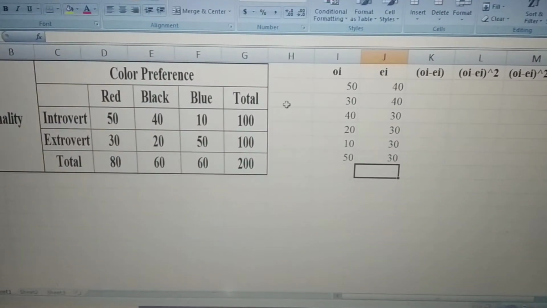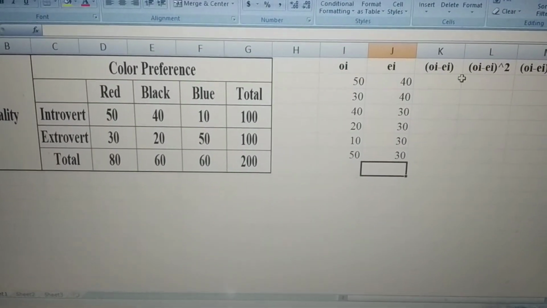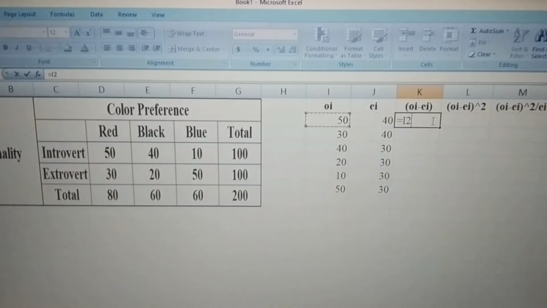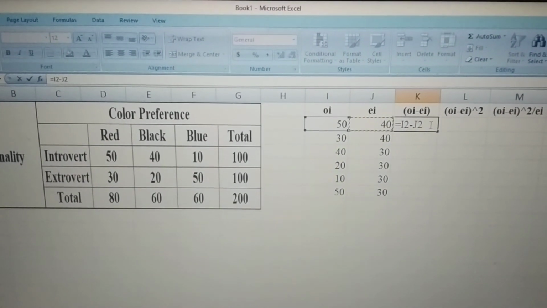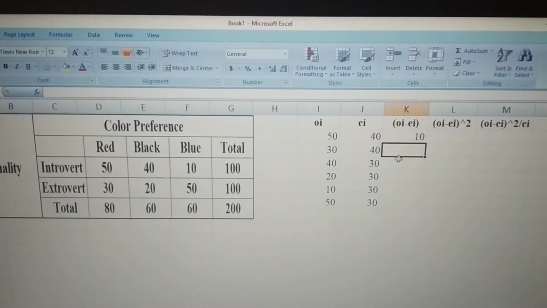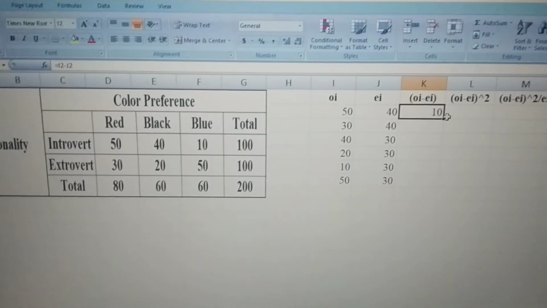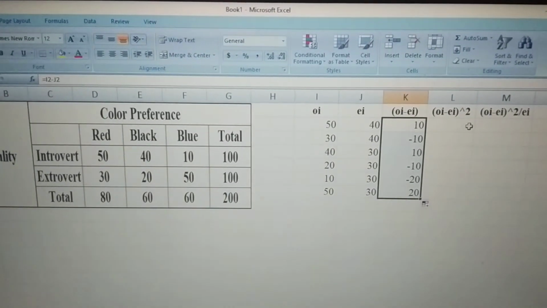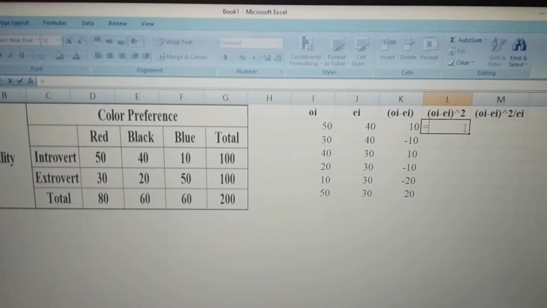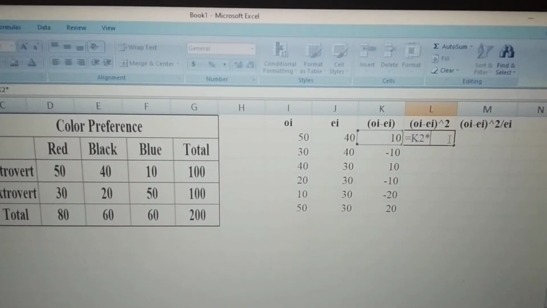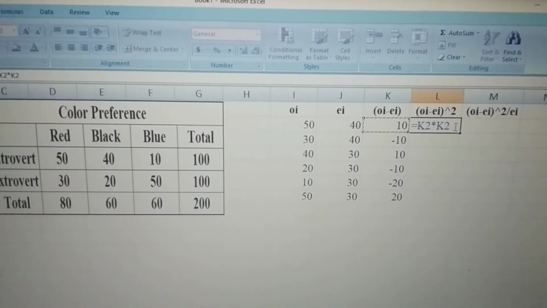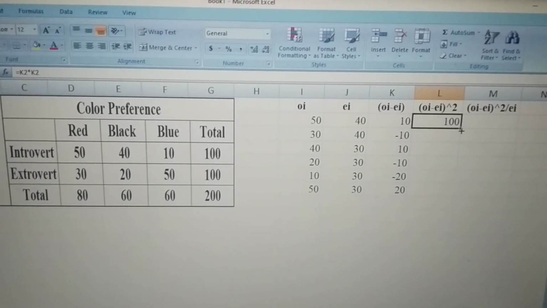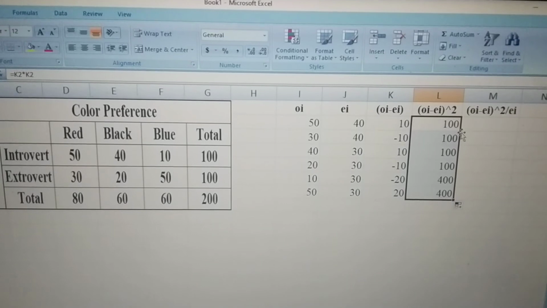So we get the values of OI minus EI. Now it's a simple calculation: OI minus EI. We get the first answer, 10. I drag it to the last value and I get the answers. Then I took the square and got 100 as the first value, and then I again dragged it.